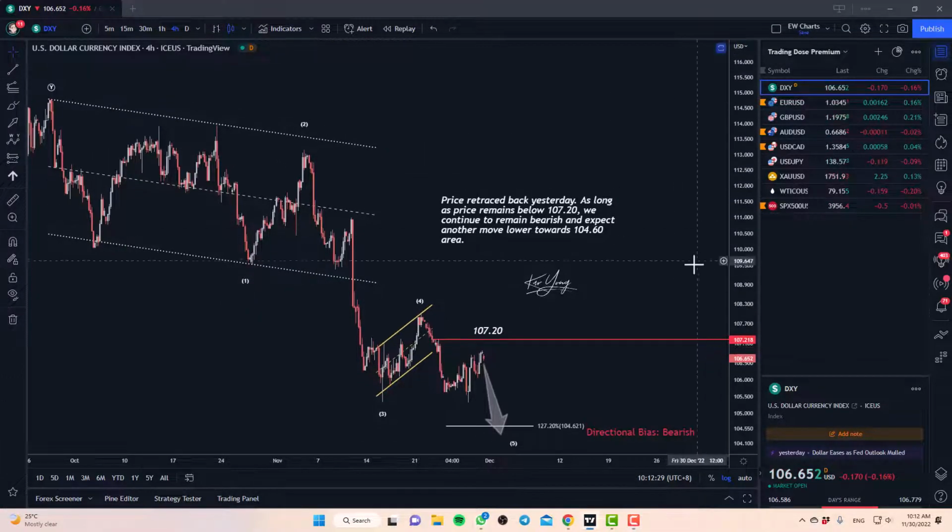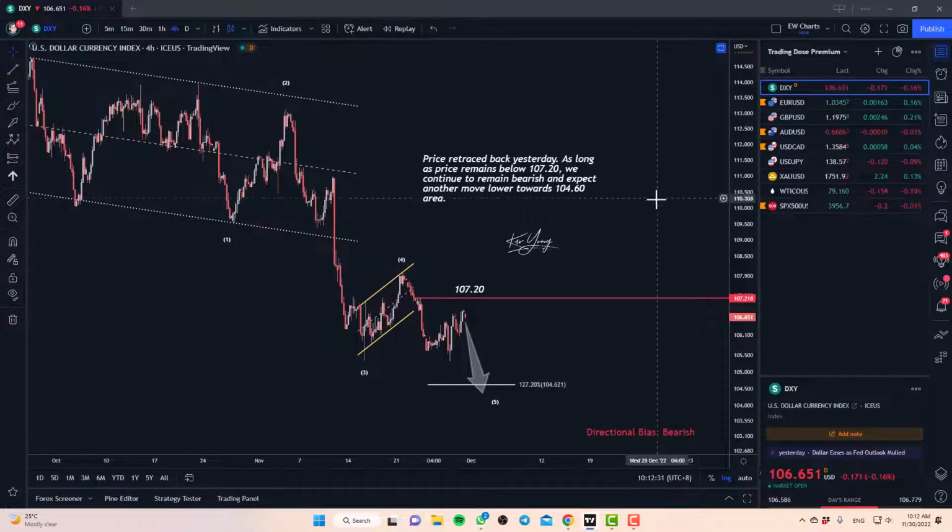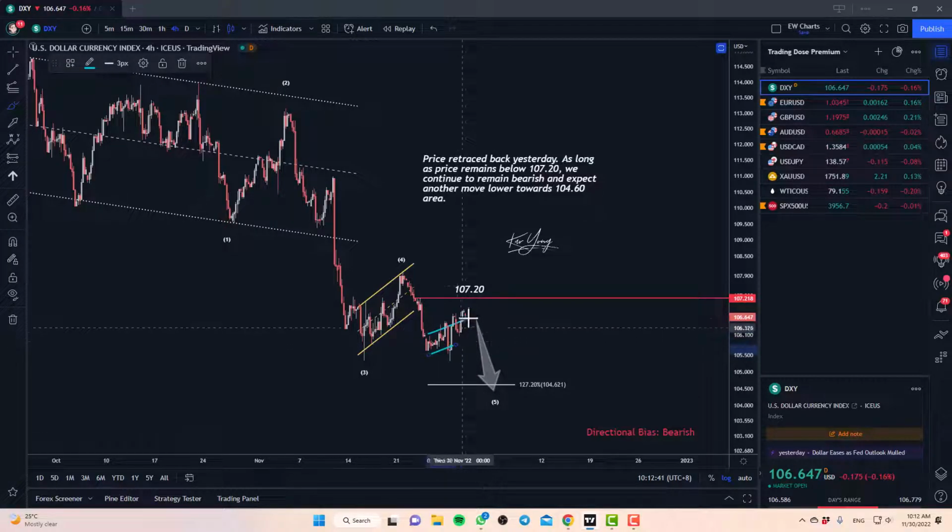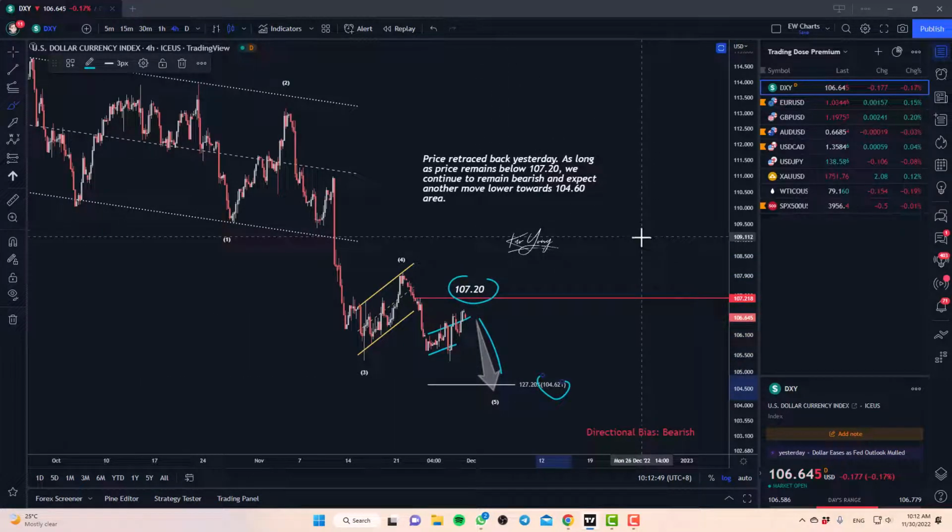Now overall, there are two main scenarios that I'm personally looking out for in terms of how the market can eventually develop. The first one is that if this just continues to consolidate and price continues to maintain around 107.20, we can expect a little bit more downside towards 104.60. Okay, so that will complete that wave 4 and wave 5 move to the downside.